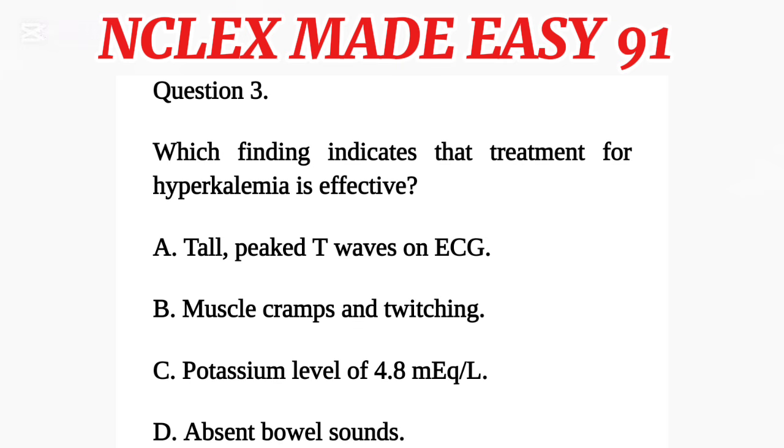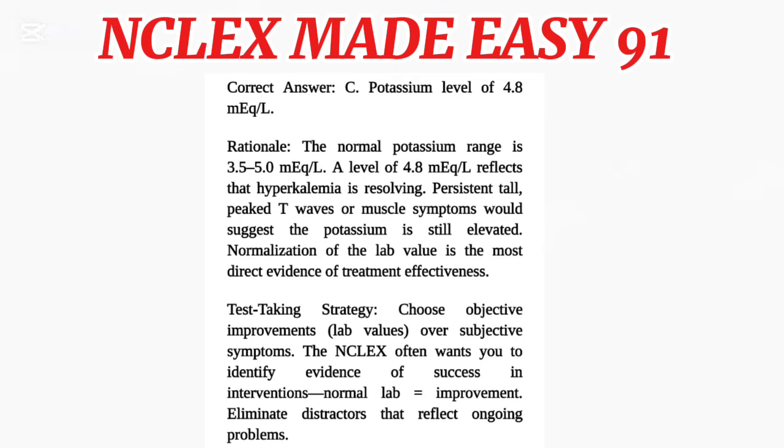Question 3. Which finding indicates that treatment for hyperkalemia is effective? A. Tall peaked T waves on ECG. B. Muscle cramps and twitching. C. Potassium level of 4.8 mEq per liter. D. Absent bowel sounds. Correct answer: C. Potassium level of 4.8 mEq per liter.